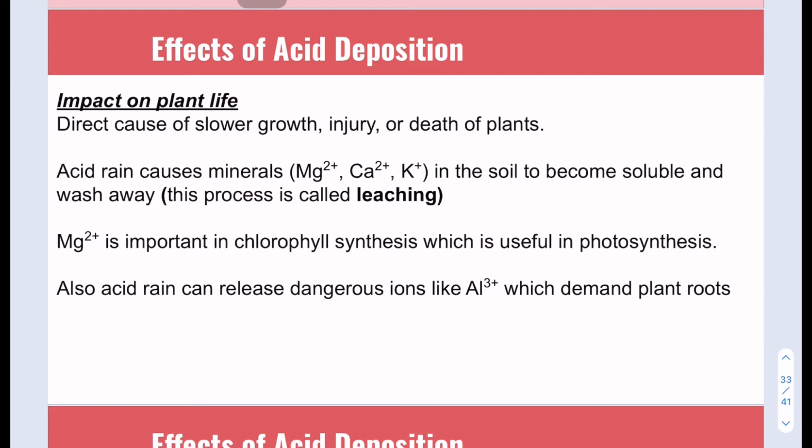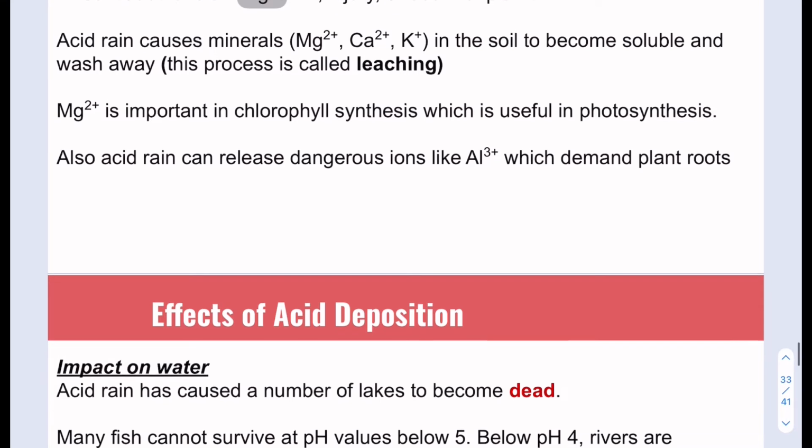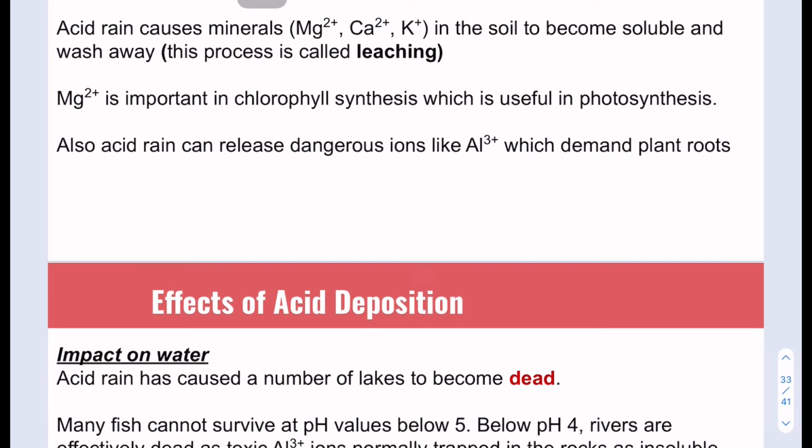Okay, and some of these are really, really important. For instance, magnesium 2+ forms the center of chlorophyll, the chelate that results in the greenness of plants, and that is very important in photosynthesis, which is a way for almost all organisms to convert energy from the sun to energy that we can use. Also, some of these ions can be very dangerous or toxic for plant roots. And also, not just plants, even humans.